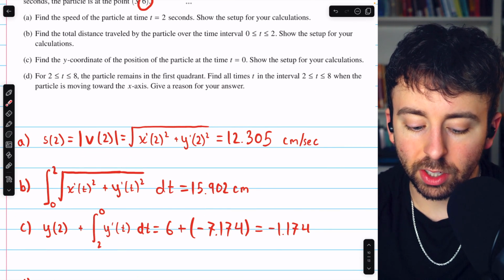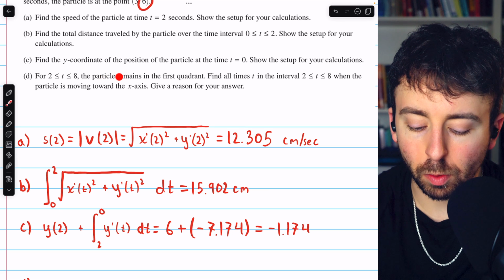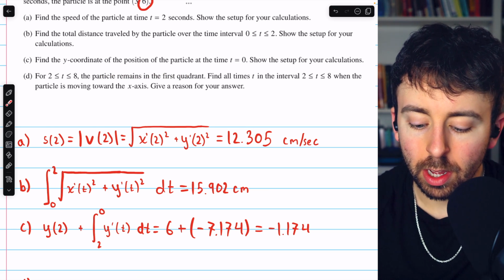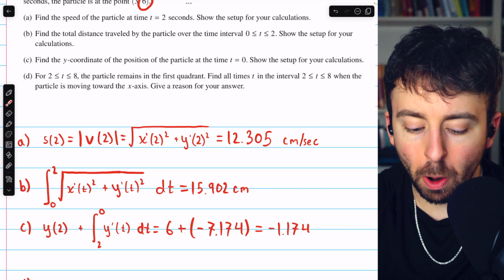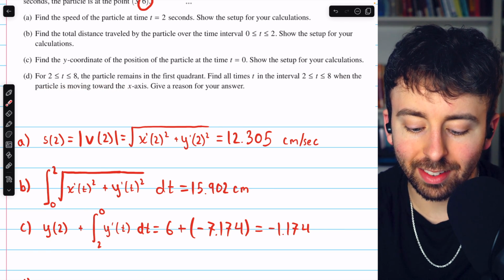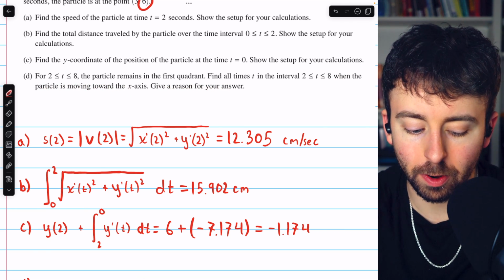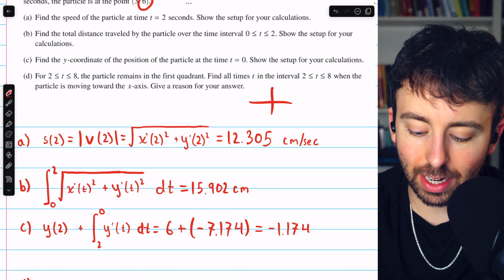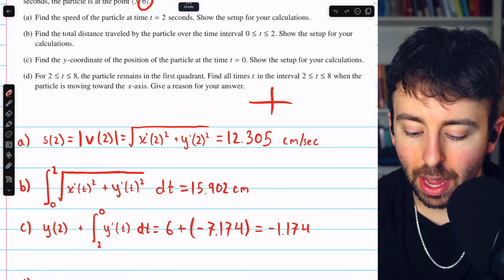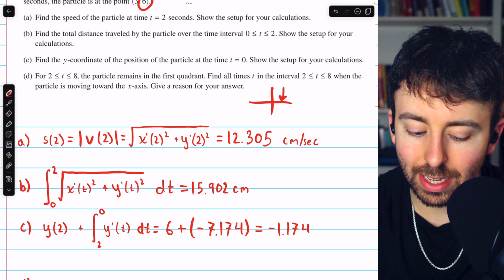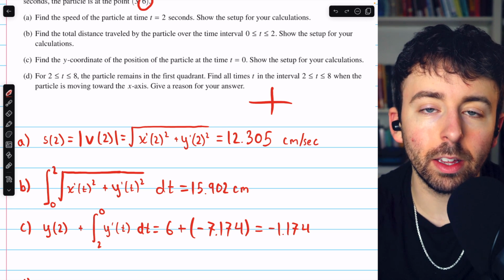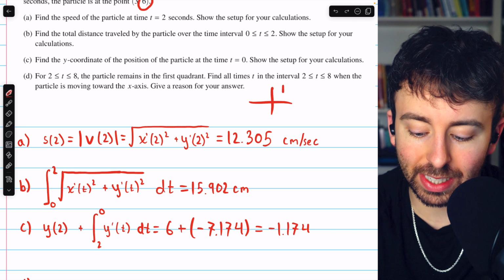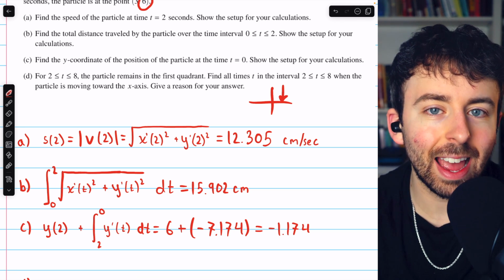For t between 2 and 8, the particle remains in the first quadrant. Find all times t in the interval from 2 to 8 when the particle is moving toward the x-axis, and give a reason for your answer. If the particle is in the first quadrant, then for it to be moving towards the x-axis, its change in y-coordinate must be negative. It must be moving down to approach the x-axis.